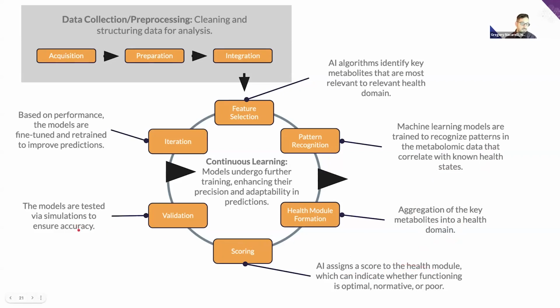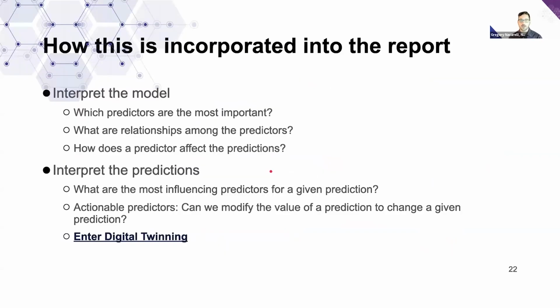These models are then tested via simulations to ensure accuracy. Based on the performance of the models, we fine-tune and retrain them to improve predictions. Overall, this leads to continuous learning, where the models undergo further training, enhancing their precision and adaptability with their predictions. So how is this incorporated into our reports?